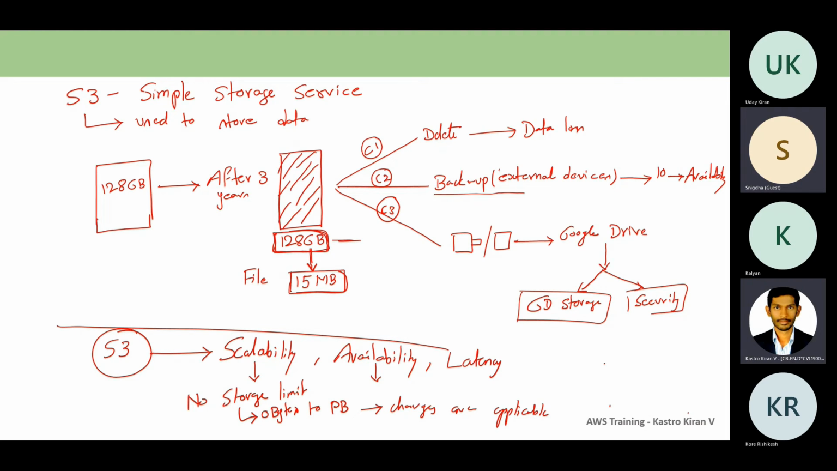Suppose in the external devices you are using pen drives or hard disks. There is a chance that these pen drives or hard disks will get corrupted. Now in that case, what will happen? Again, you cannot get back the data. But here you don't face that problem. That means data loss will not happen here.